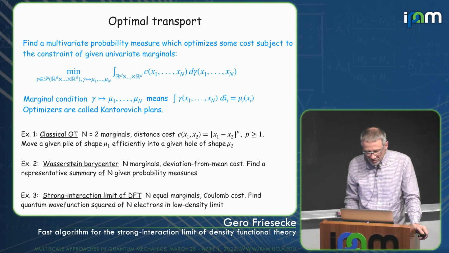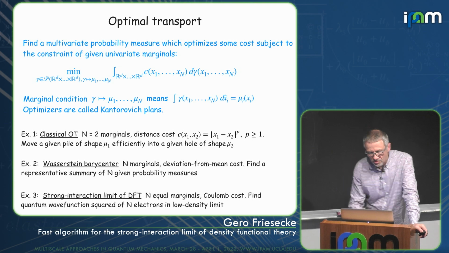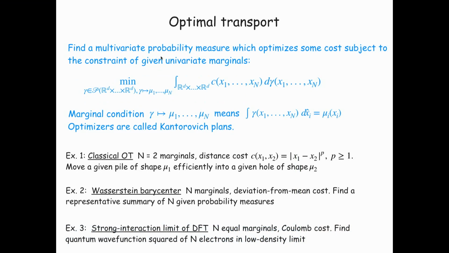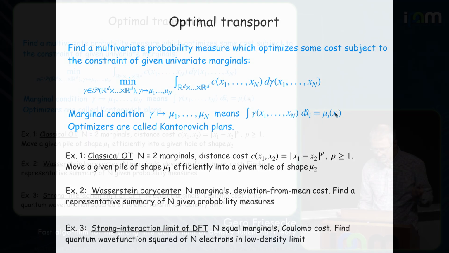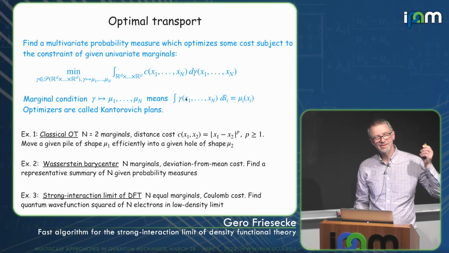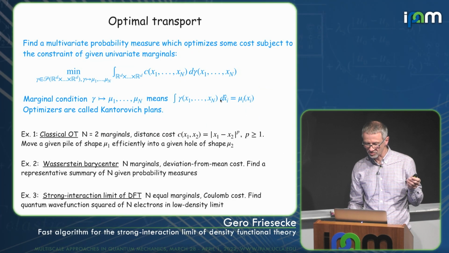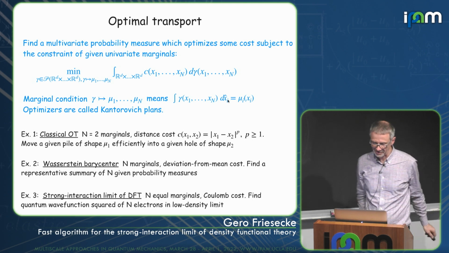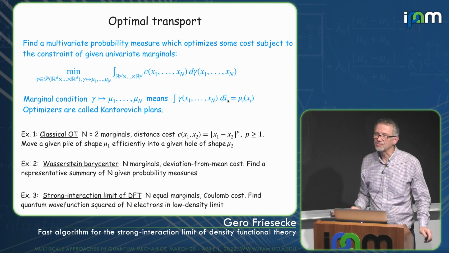So now let's go to optimal transport. That's a more general setup. In general, you want to find a multivariate probability measure which optimizes some cost subject to the constraint of given univariate marginals. So you integrate over some cost on R^d cross ... cross R^d against some probability measure, and the marginal condition, which I've written out here for n-point densities, means that for the ith marginal, the ith coordinate, you take the n-point density and integrate out all other coordinates, denoted here by x_i hat. Optimizers are called Kantorovich plans.